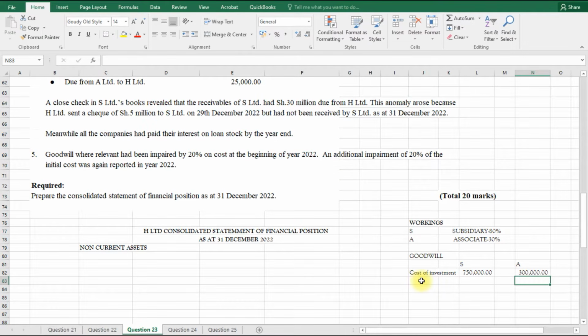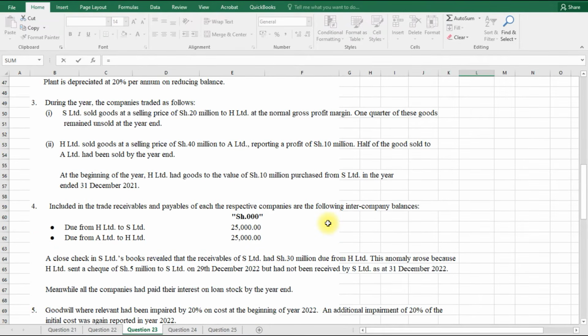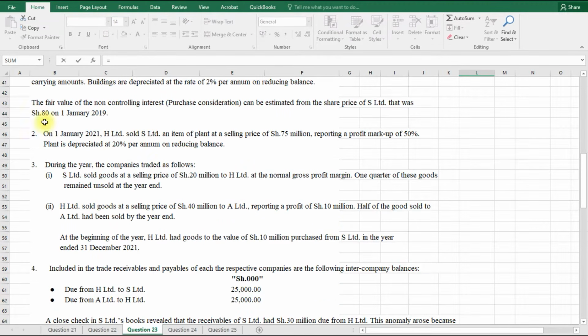And after the cost of investment, we shall have the fair value NCI. And the fair value NCI, that one is in S. S is the one that has got the fair value NCI, and we are told in note number this one, the fair value of non-controlling interest as a purchase consideration can be estimated from the share price of S that was 80 on 1st January.